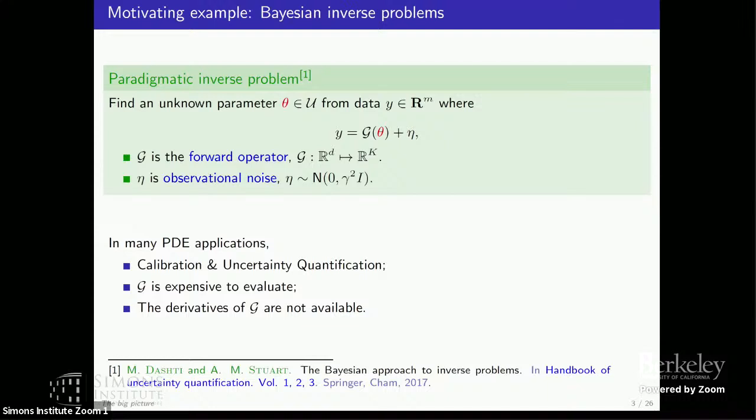But in that sense, in these applications, this forward map G can be very expensive to evaluate. So you don't want to do that very often. And also because it's non-explicit in some sense, derivatives might not be available, or they might be available, but very expensive to calculate. So ideally, you would like to do parameter calibration and uncertainty quantification without having to calculate the derivative of this forward map G.